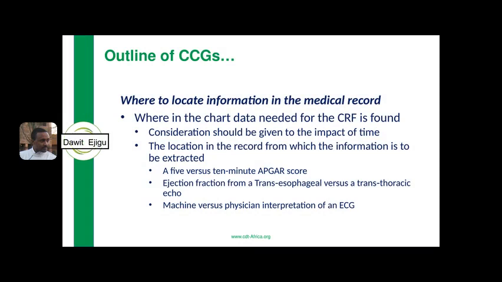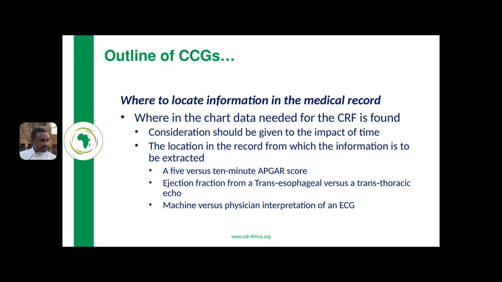The other aspect of the outline is where to locate information in the medical record. Where in the chart the data needed for the CRF is located should be clearly indicated in the guidelines. Consideration should be given to the impact of time, in such a way that those doing the medical record abstraction, or extracting data from the medical record, will not unnecessarily spend time on it. Consideration also should be given to the location in the record from which the information is to be extracted.